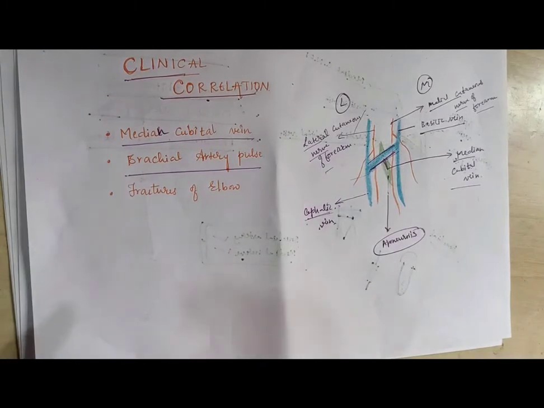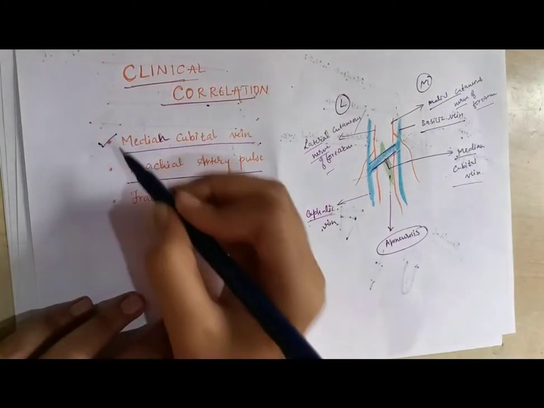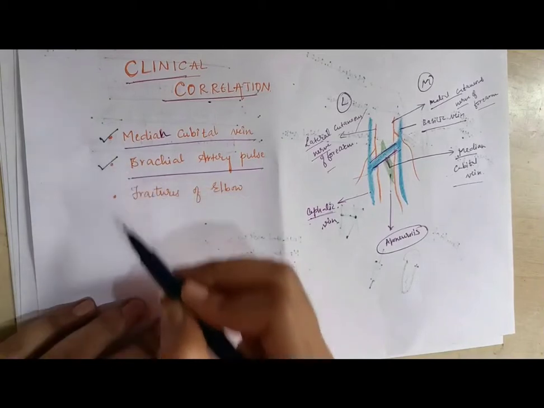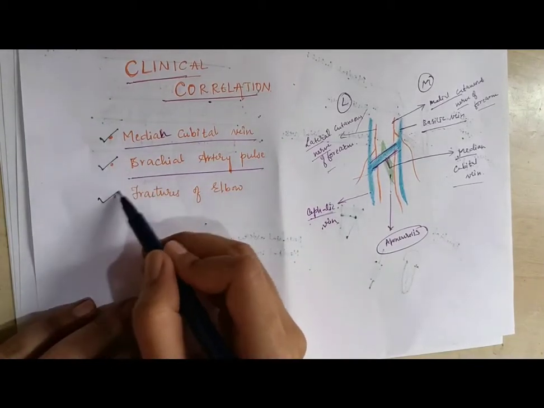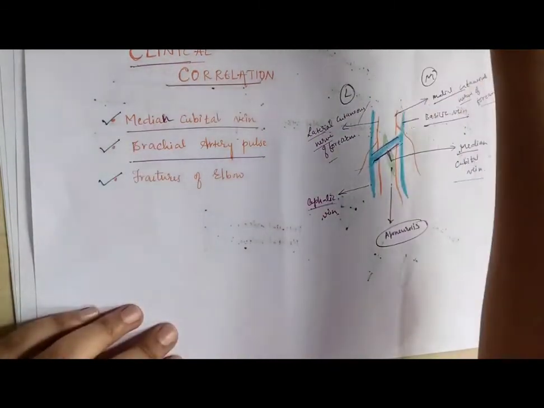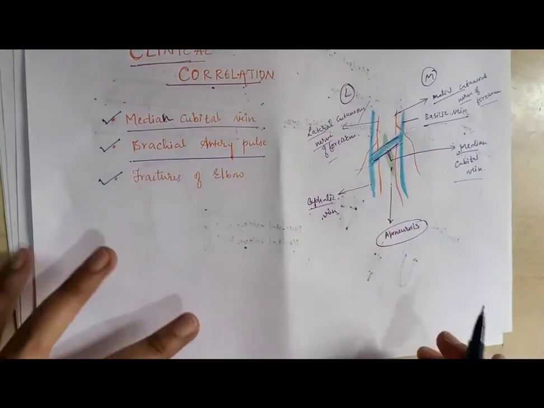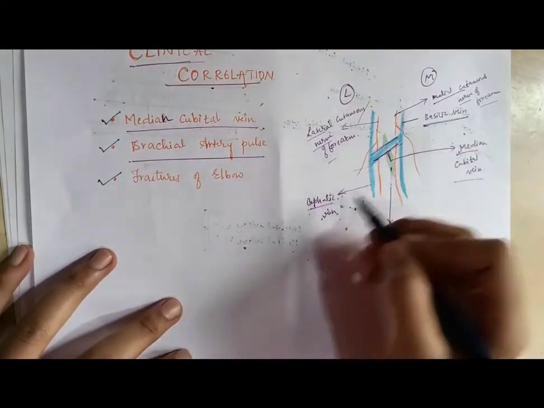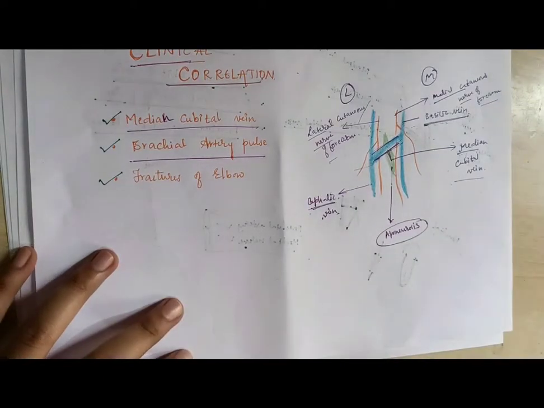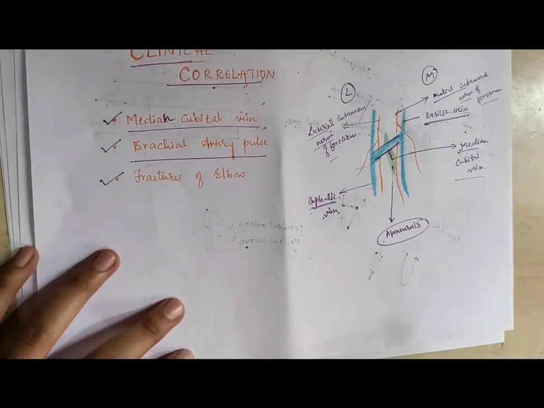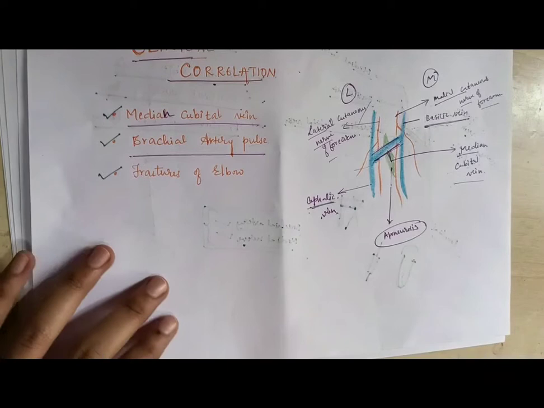So now let's talk about the clinical correlations. You have to learn about 3 points here. One is about the median cubital vein. One more is the brachial artery pulse, and the third one is the fractures of the elbow. Okay, so what is the median cubital vein? It is the vein connecting the basilic vein to the cephalic vein. Why is it important? Because it is a choice for collecting blood samples and giving intravenous injections.